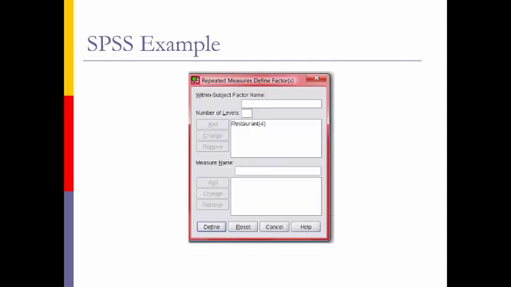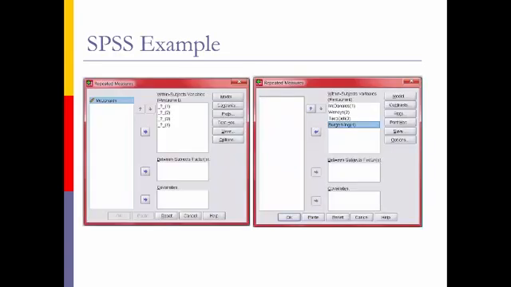So what we have to do, we're going to have to add restaurant here. So you would type in the factor name and how many levels, and then you hit the add, and then it will show up as such. And then we have to hit the button define. After we hit the button define, this is what we're going to see.